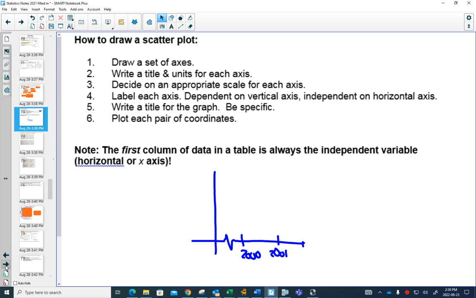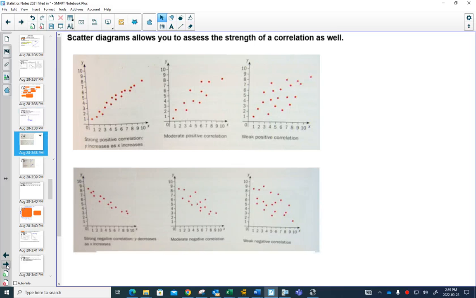Write a title for your graph, independent on the x-axis, dependent on the y-axis. There we go. If you get a table of values, the first column is always the independent data.